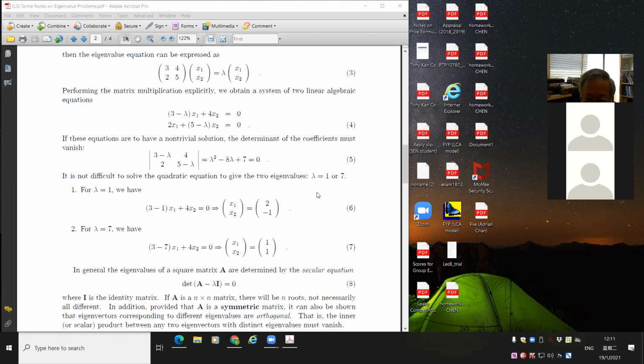Now, if we have 5 by 5, what will happen? Any idea? Any idea? 5 by 5. Mathematica. No way.